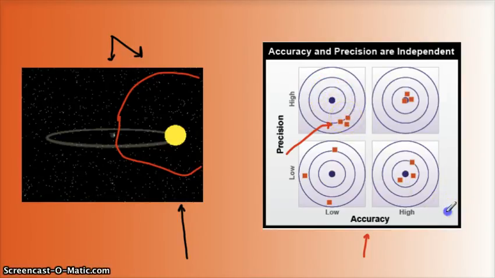Here you have a high amount of accuracy. They're right around the bullseye, but they're around the bullseye in different directions, so it's not as precise as it is accurate. But of course, here's what you have, the best of both worlds. This is accurate, right on the bullseye, and precise all together.